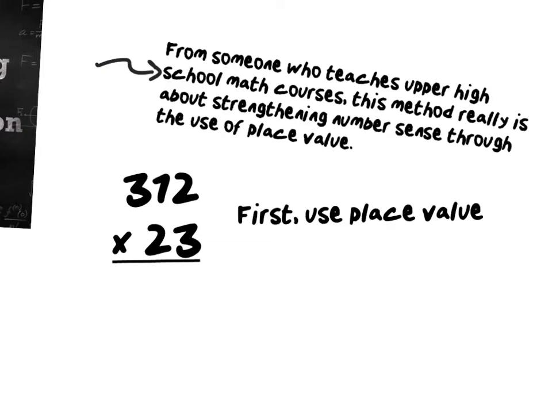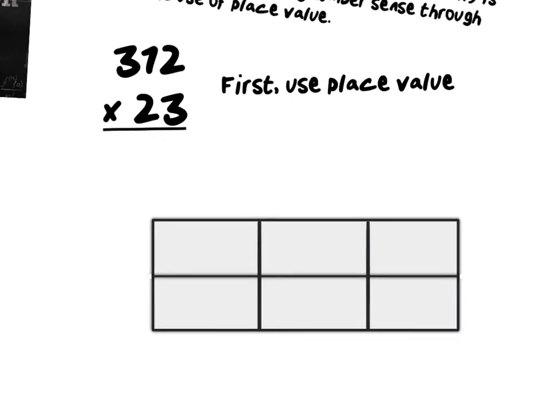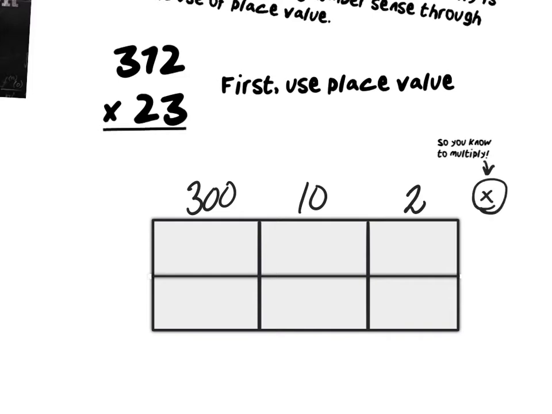First we will use place value. We are going to organize everything into our table. Across the top, I'm going to use place value for 312, which is 300, 10, and 2. And across the side, 20 plus 3. If we multiply 300 times 20, you'll get 6,000. 10 times 20 is 200. 2 times 20 is 40.